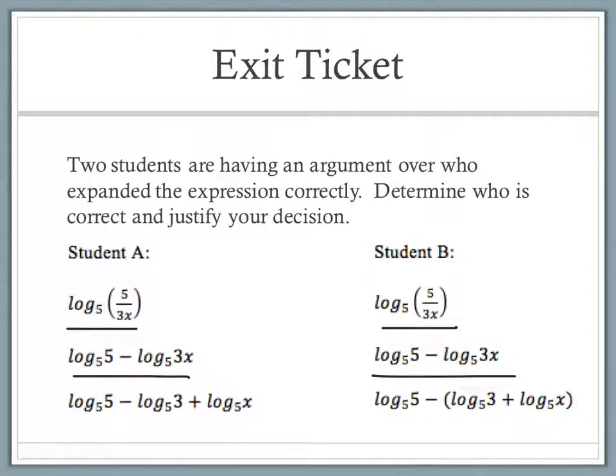But student A says that it should be minus log base 5 of 3 plus log base 5 of x. Well, this student says that this whole thing should be in parentheses and that we're subtracting it. Which one do you think is correct? We kind of talked about it on the last slide, so if you need to go back, go ahead and go from there. So go ahead and decide and then explain, and then go ahead and go on to your practice problems on the class kick.